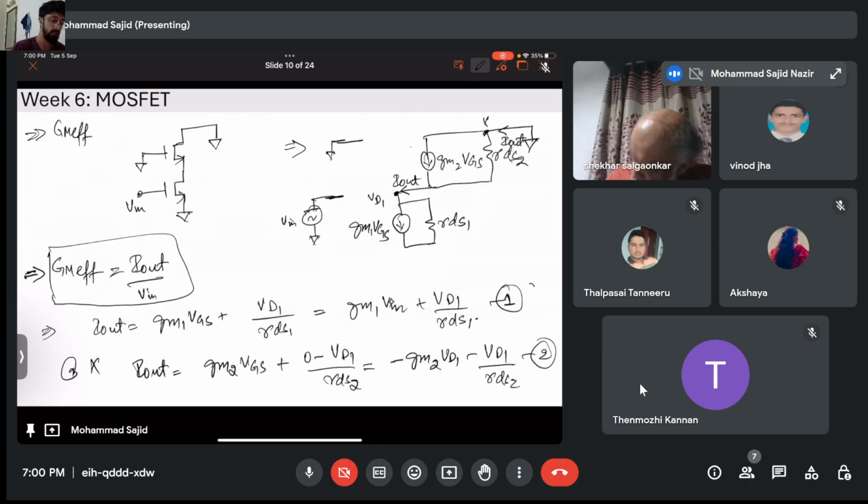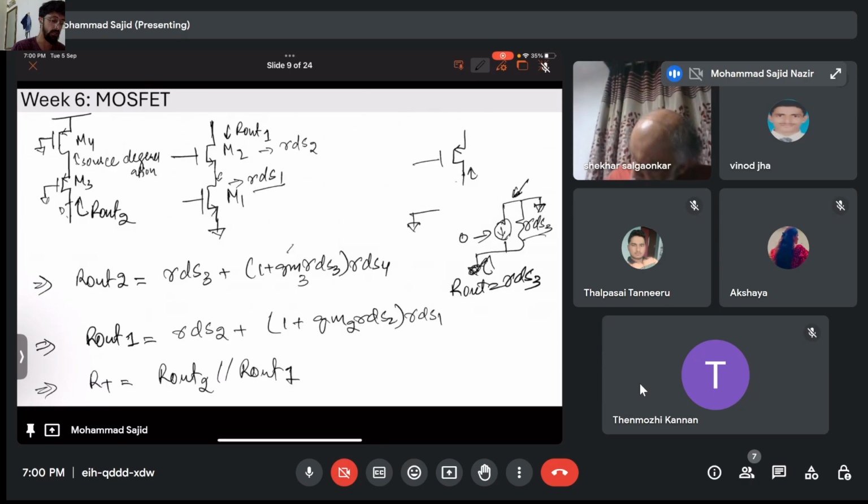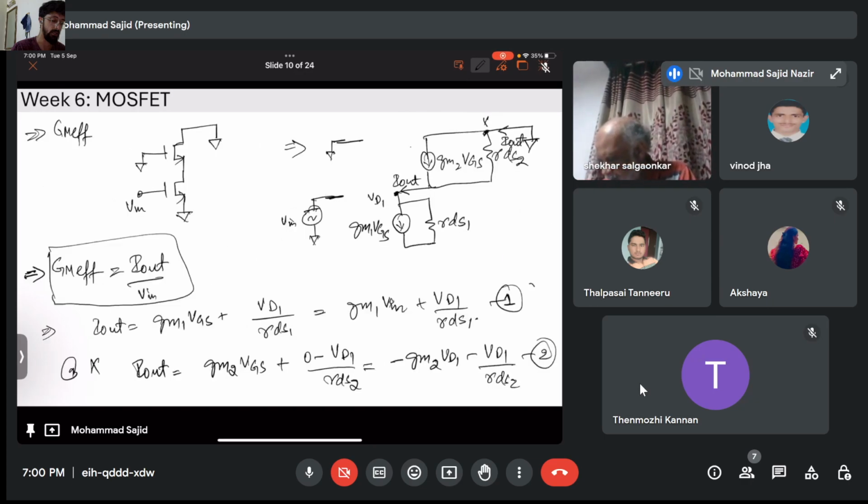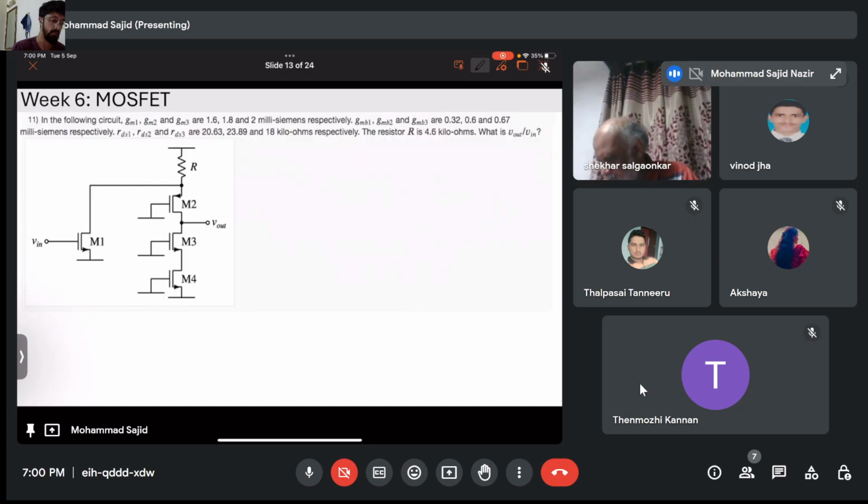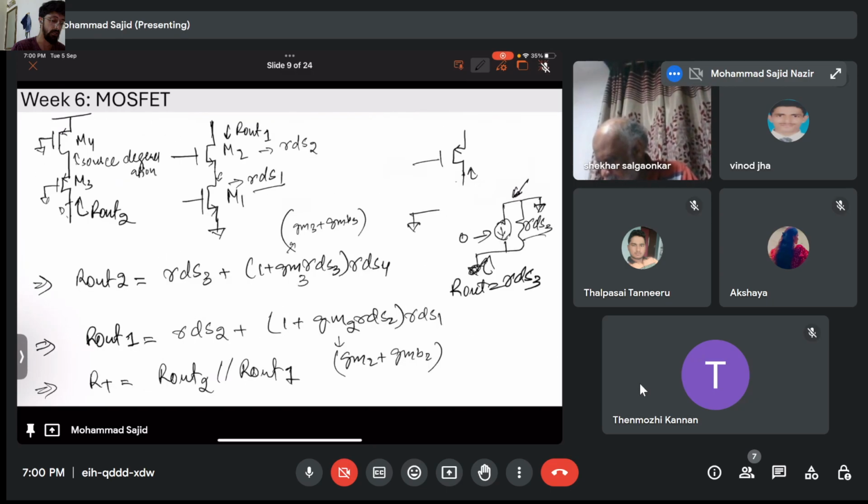Similarly in R out, you have GM3 here. This will be GM3 plus GMB3. Similarly here, it will be GM2 plus GMB2. Okay? I hope you will remember these formulas and how you can derive them. Just keep this in mind and you will be able to solve any question, I think.